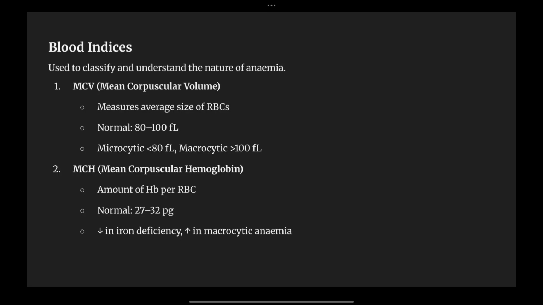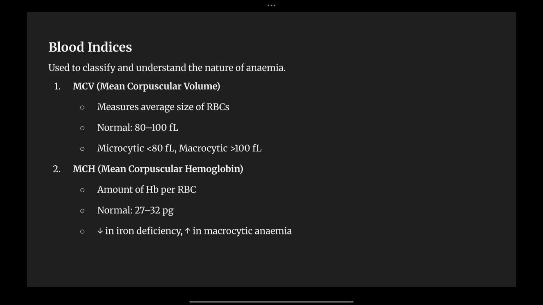Now, blood indices, these are very important to determine the normal values and abnormal values inside a human body. Now, MCV, yes, we have been learning about MCV from the very beginning, mean corpuscular volume. Under MCV, the average size of RBC is measured and the normal value is 80 to 100 femtoliter, and for microcytic anemia, it is less than 80 femtoliter. Macrocytic anemia is greater than 100 femtoliter.